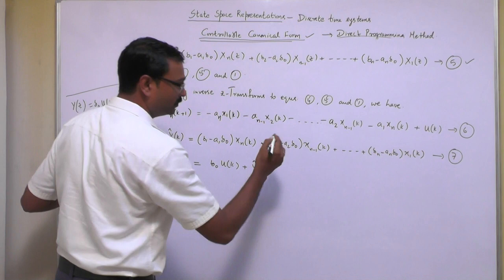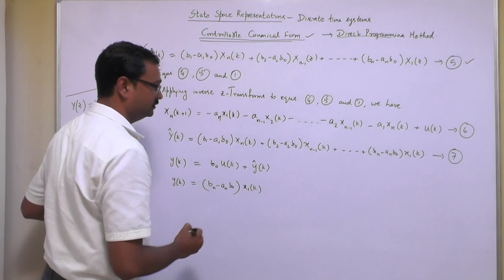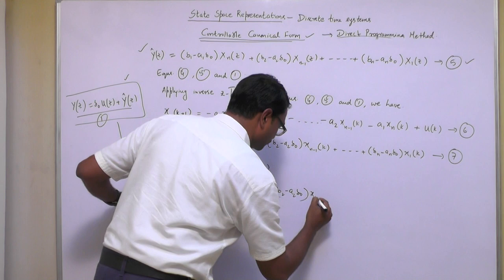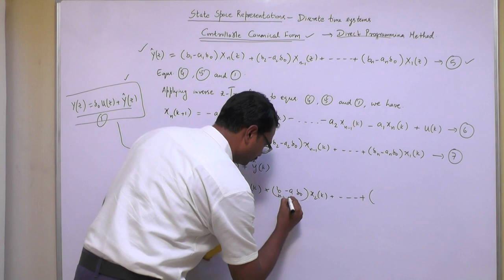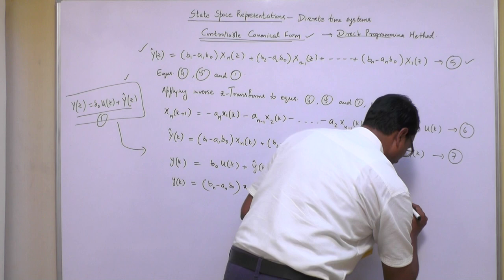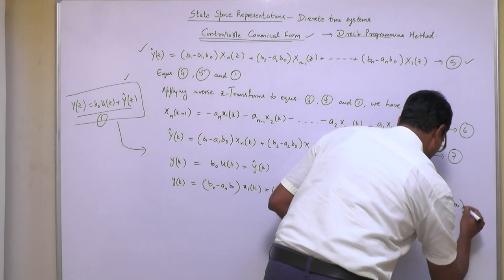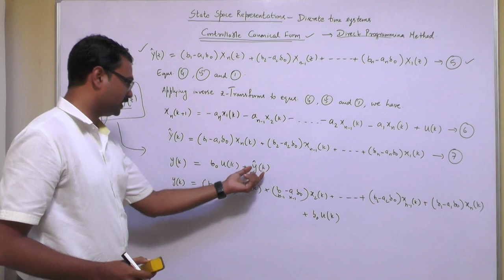So you can write here as bn minus an b naught. When you are reversing this, because I need x1 of k at the start, plus b2 minus a2 b naught x2 of k plus so on, plus b n minus 1 minus an minus 1 b naught x2 of k plus so on, b2 minus a2 b naught xn minus 1 of k, plus b1 minus a1 b naught xn of k. This is y of k plus b naught u of k. That is y of k is equal to y cap of k plus b naught u of k. Now let me call this equation 8.